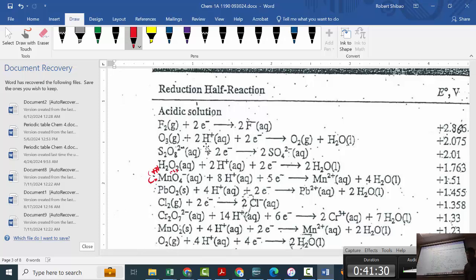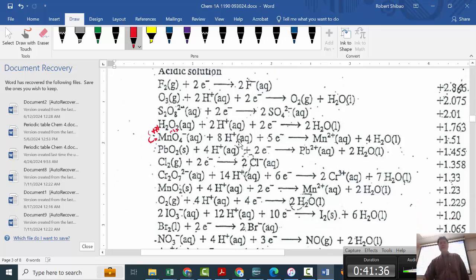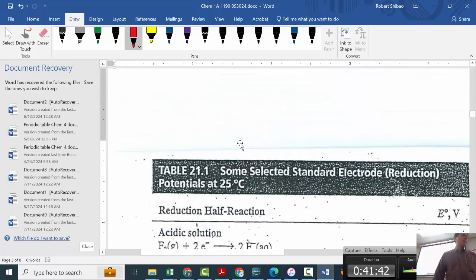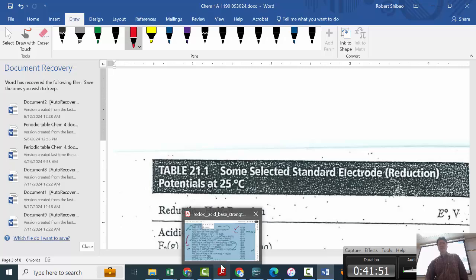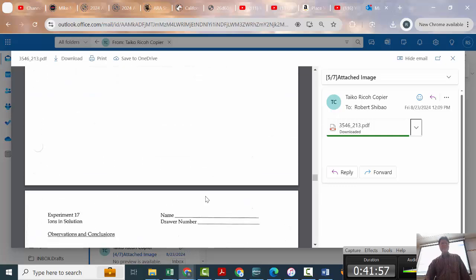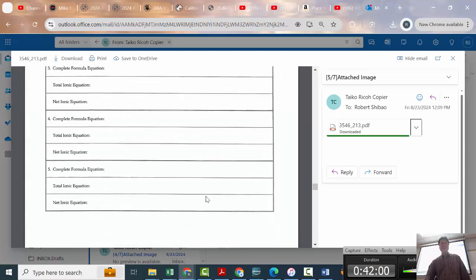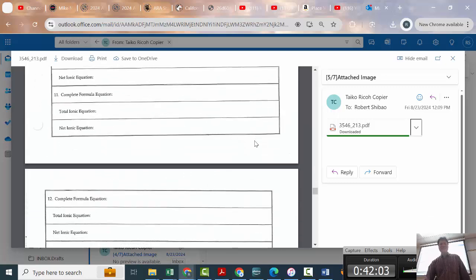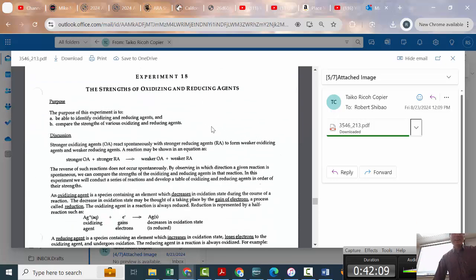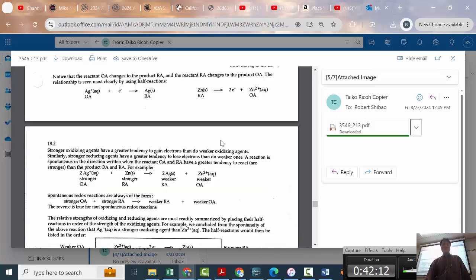So these are some oxidizers and reducers. We're going to look at some oxidizers and reducers in lab today. So let's take a look. Do you know what was the experiment number? 18? 17? Well, we did 17 last week, kind of. We didn't finish it. What's the next one after 17? 18? Okay. 18, we're going to look at redox reactions here.